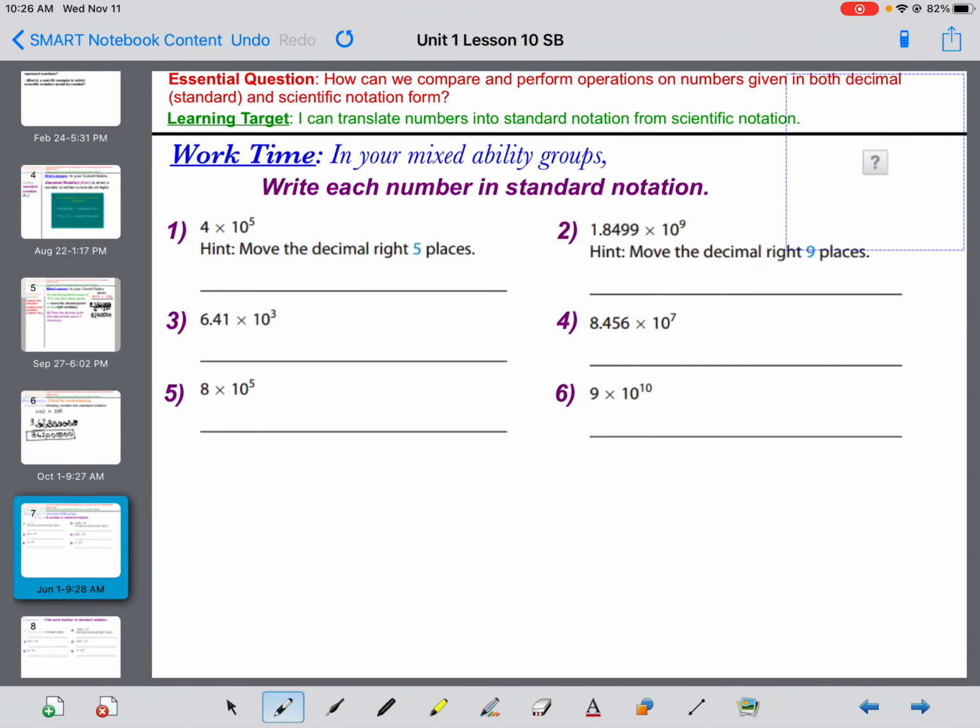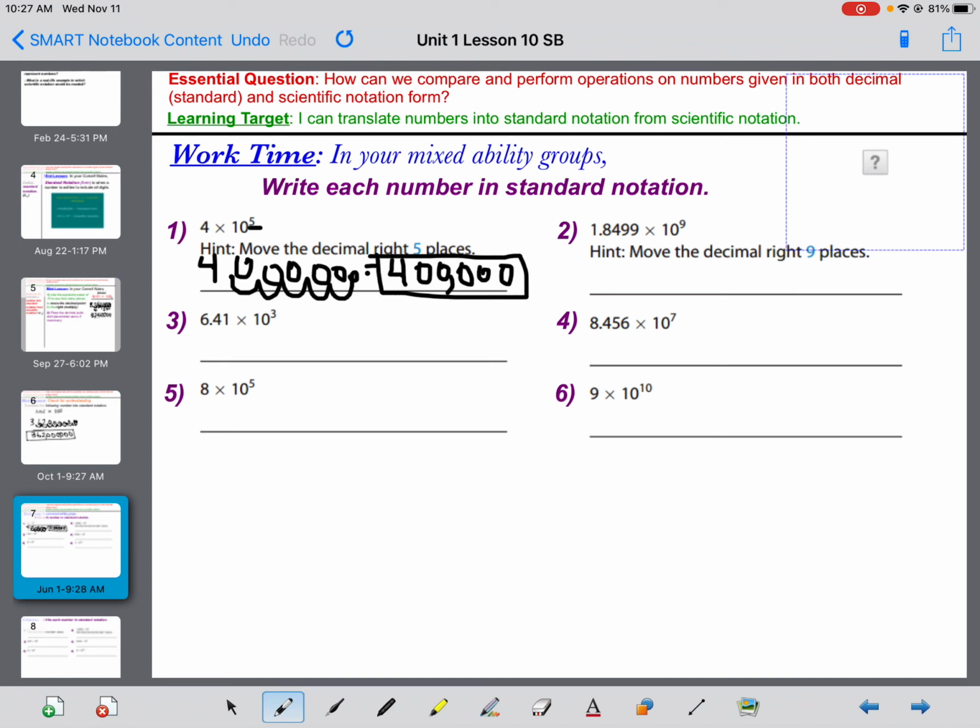For the work time, please copy down these 6 numbers or 6 problems. Let's do number 1 quickly. Since there's no decimal point given to us for number 1, or any whole number that is, we're going to put that decimal all the way at the end. And then we're going to move to the right 5 places. 1, 2, 3, 4, 5. We're adding 1, 2, 3, 4, 5 zeros. So our number becomes 123,400,000.